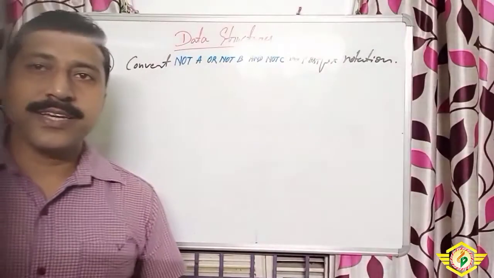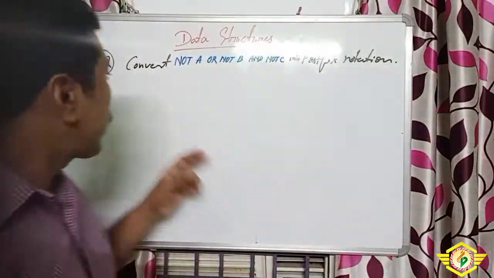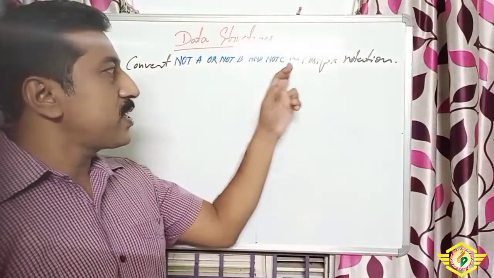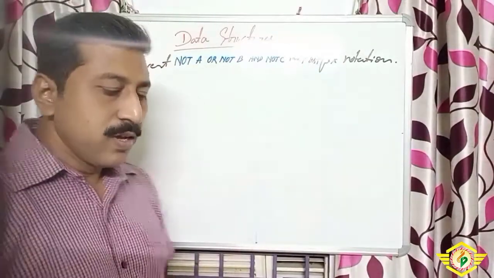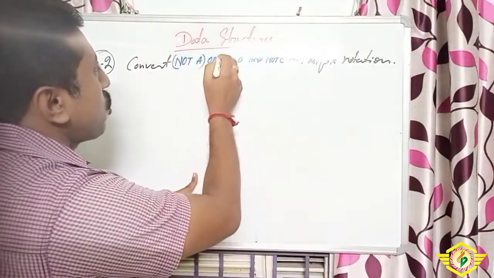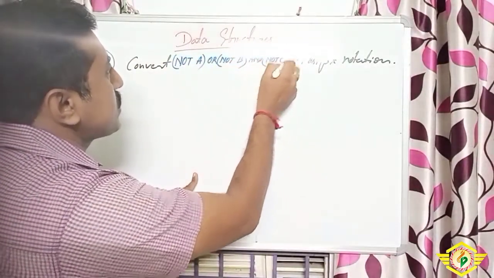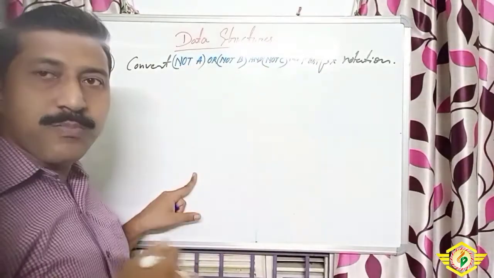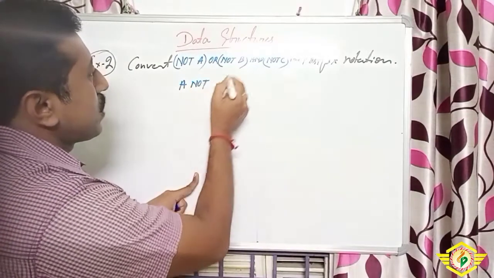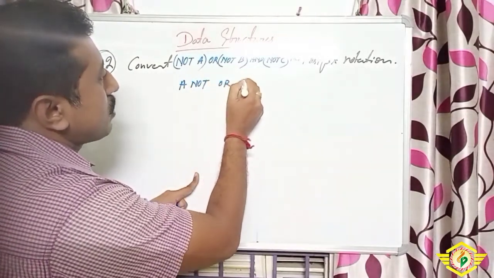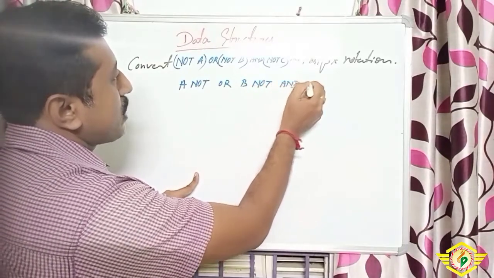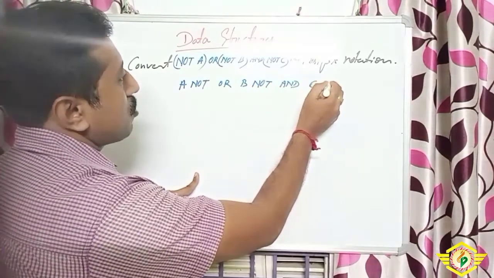So students, the next example I am showing you, example number 2: convert not a or not b and not c into postfix notation. Okay, in the similar way we'll do. So not a we can keep within brackets, not b another one, and not c is there. So not a, according to the postfix notation, we can write a not, and here we can write or, then b not, then write and, and you write c not.